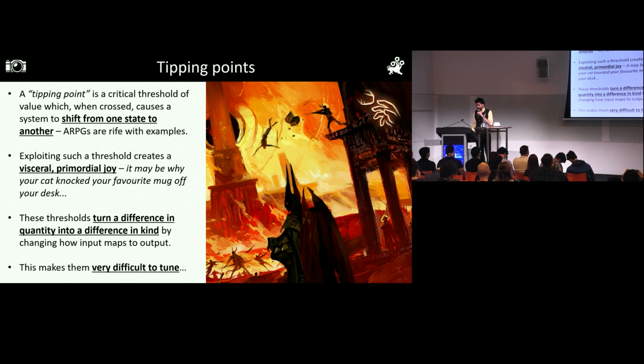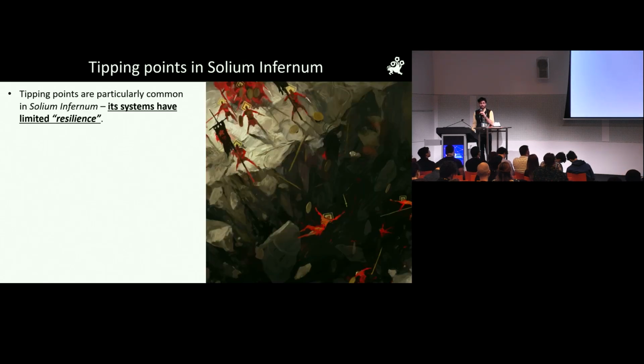And Solium Infernum happens to be such a game. Another way of looking at this is to say that the game has limited system resilience. This is a kind of cybernetic systems idea of, like, everyone knows the positive feedback, negative feedback, like the cars in Mario Kart. If you're falling behind, they slow down. If you're getting ahead, they speed up. So that idea of negative feedback, right, it tends to create a stable state.